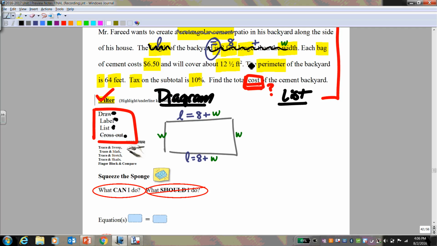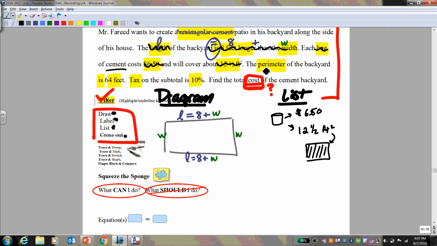Each bag of cement, so we have bags of cement. I'm going to draw a little, like a bag here of cement. And we know 2 things about that cement. One, it costs $6.50 per bag, and it covers a total of 12.5 feet squared. So when you pour the cement, it's going to cover 12.5 feet squared. Cross it out, cross it out, cross it out.